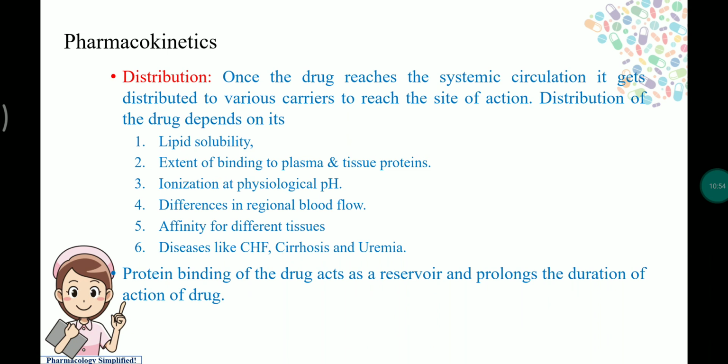So the distribution depends on lipid solubility, extent of binding to plasma tissue proteins, ionization at physiological pH, differences in the regional blood flow, affinity for different tissues, and diseases like chronic heart failure, cirrhosis, and uremia. So this also affects the distribution. Protein binding of the drug acts as a reservoir and prolongs the duration of the action of the drug.